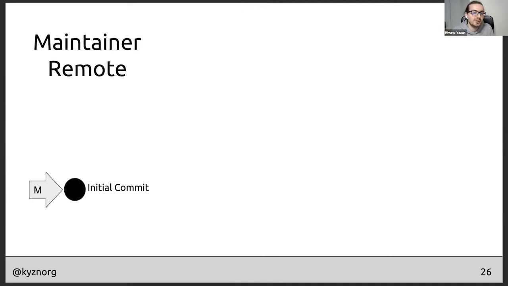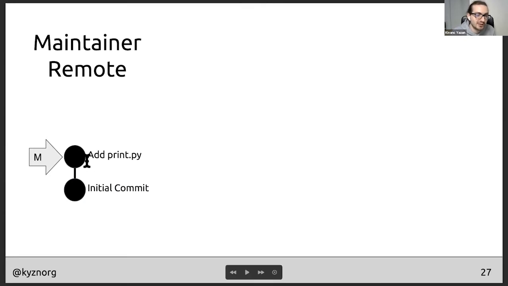Let's look at the same example on a different level. This is maintainer's account on github.com, and this is its initial commit. The main branch is pointing to this initial commit. They push a second commit that says add print.py, which is the file that prints the first names, and the main branch is pointing to that.